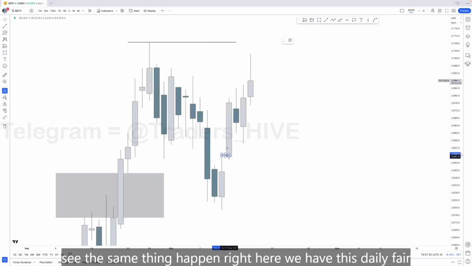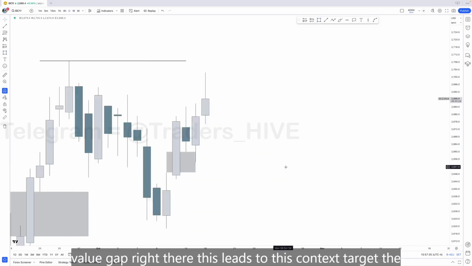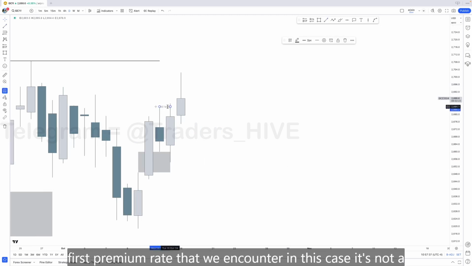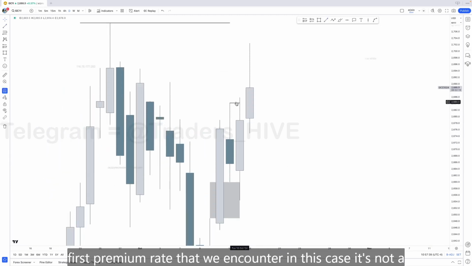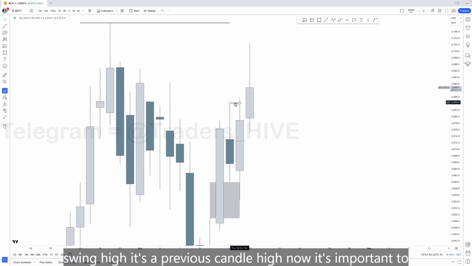We have this daily fair value gap right there. This leads to this context target, the first premium array that we encounter. In this case, it's not a swing high. It's a previous candle high.